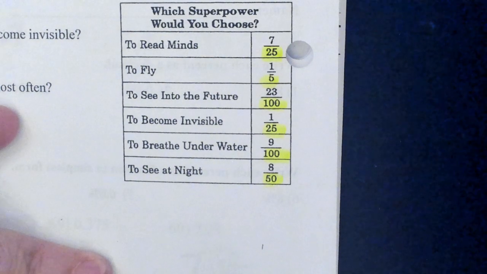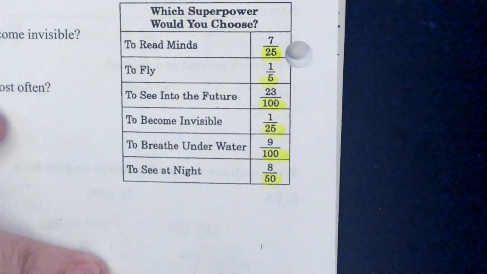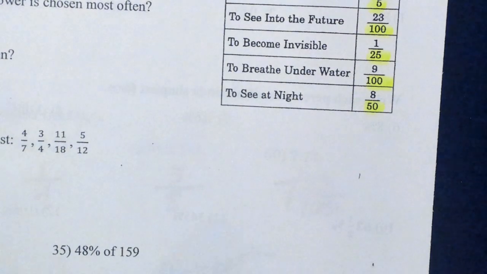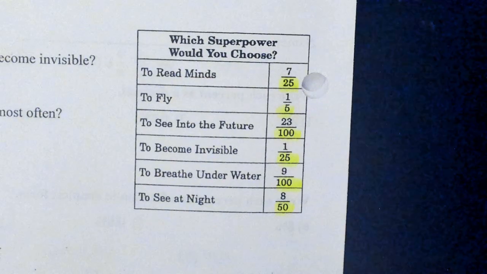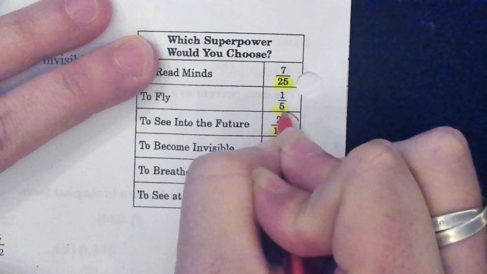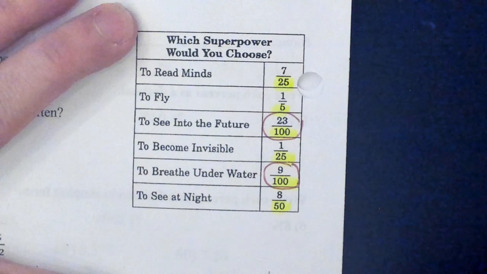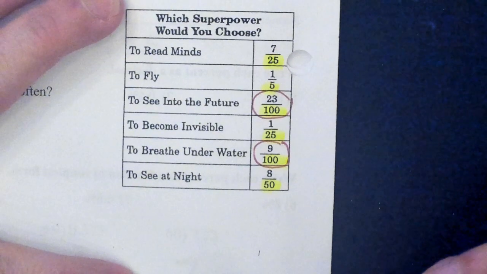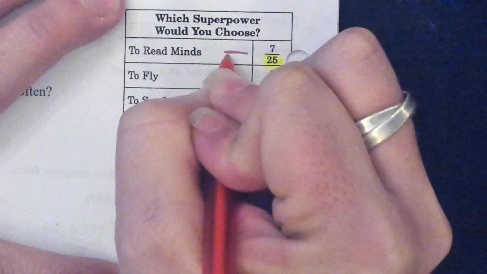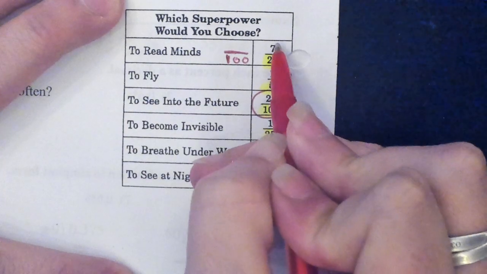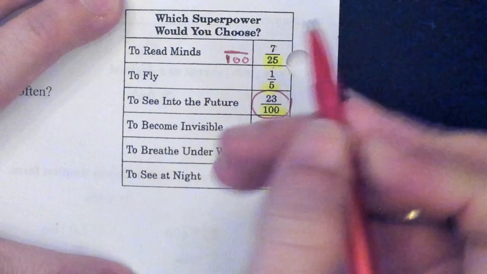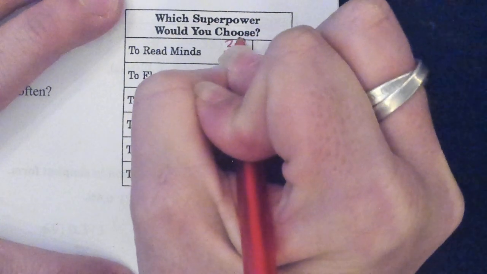Now, starting out, I will say 2 of them are already 100. Meaning this one and this one. So what I'm going to do is change all the other ones to what if it was out of 100. Now, so starting out with this one. 7 25ths. How many 25s are in 100? 4. 7 times 4 is 28.